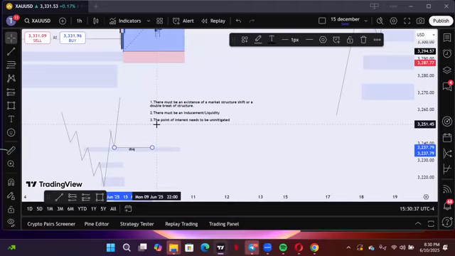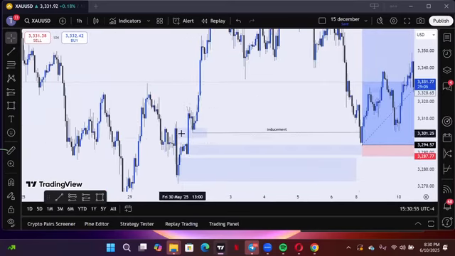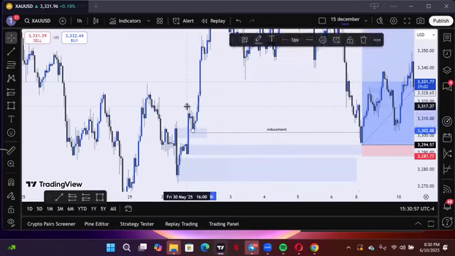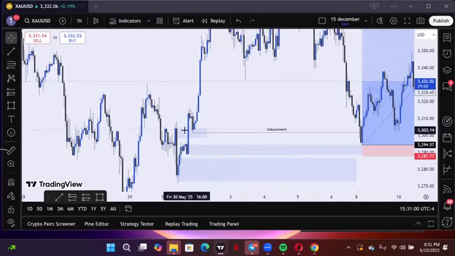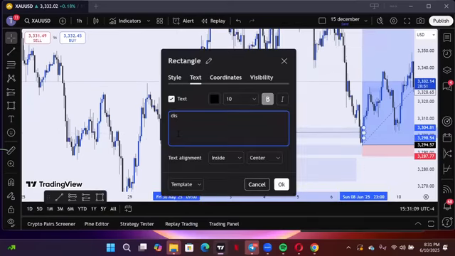Now, third rule, the point of interest needs to be unmitigated. It means that any point of interest that market touched or went deep inside, while market was creating inducement, you have to also disqualify that point of interest. You can no longer use that point of interest as an entry. So in this here, we have what? We have another block here and we have a breaker block here. But while market was creating this inducement, pay attention, market actually touched and mitigated this breaker block here. So what does it mean? It means that this breaker block here has now been what? Disqualified to be used as an entry.